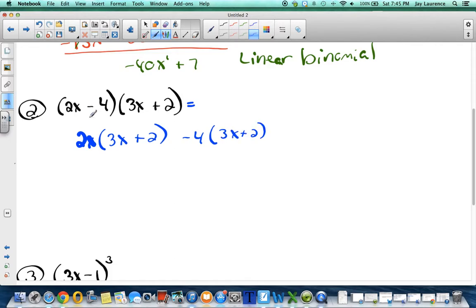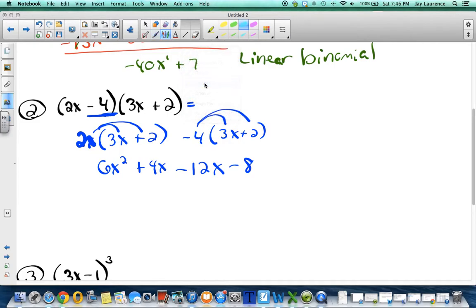It is very important to take that sign with that 4. Very important. So I'm going to distribute like that and get 6x squared. Yeah, I paused there to see if some of you would accept 6x. Remember, x times x is x squared. And then I'm going to distribute here, and I'm going to get a negative 12x minus 8.